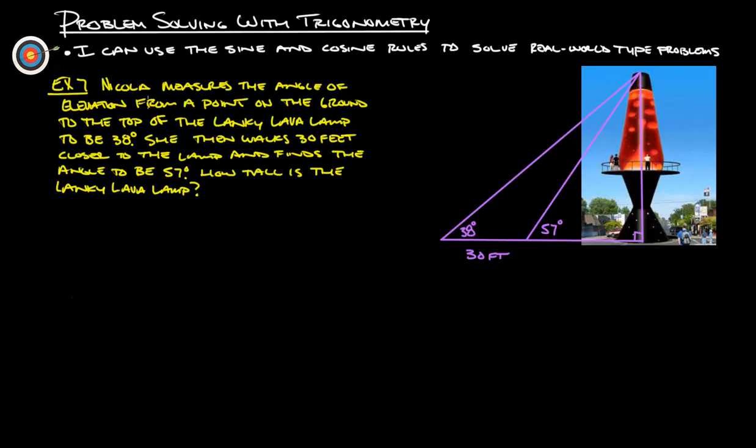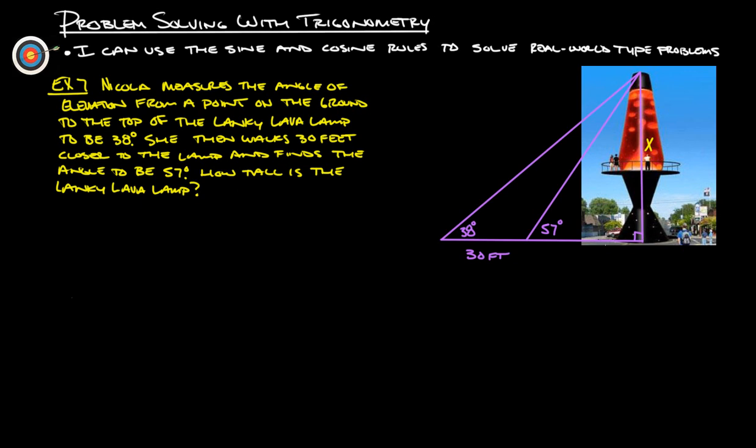Example 7. Nicola measures the angle of elevation from a point on the ground to the top of the lanky lava lamp to be 38 degrees. She then walks 30 feet closer to the lamp and finds that the angle is 57 degrees. How tall is the lanky lava lamp? So we are trying to figure out how tall this thing is. What we have is this measurement here and these measurements here. What we're trying to do is figure out what this is here.